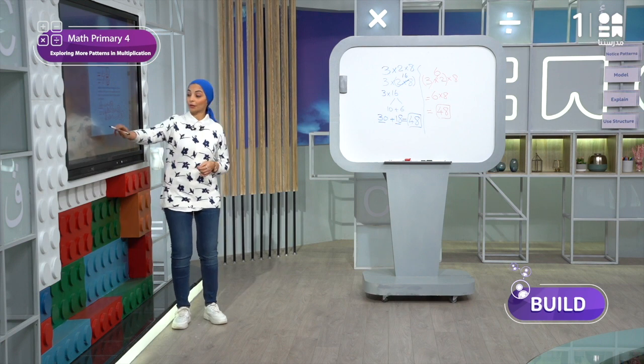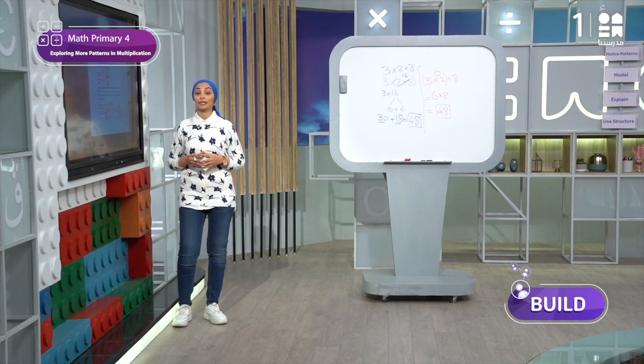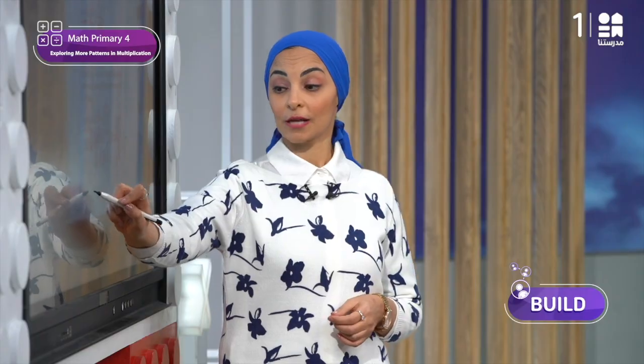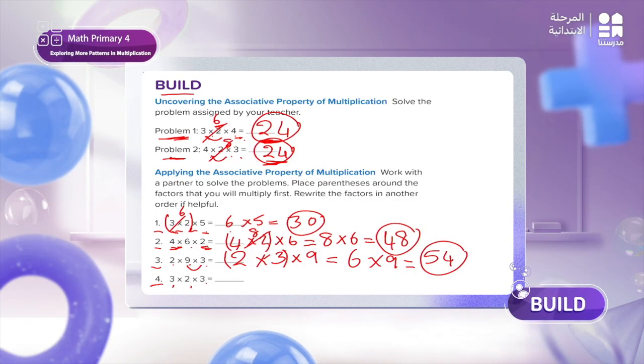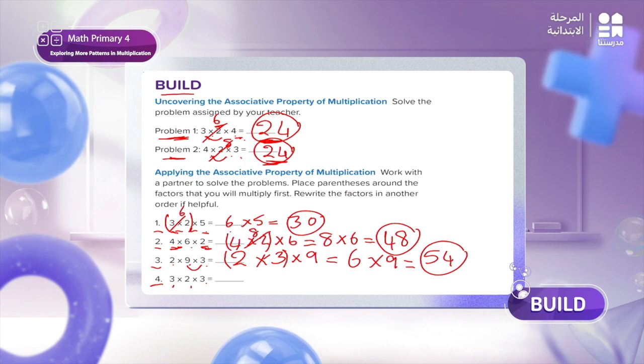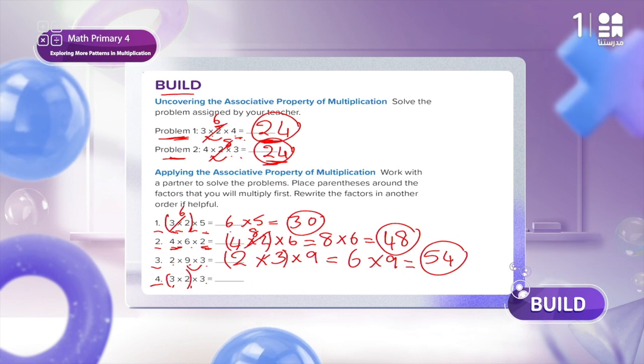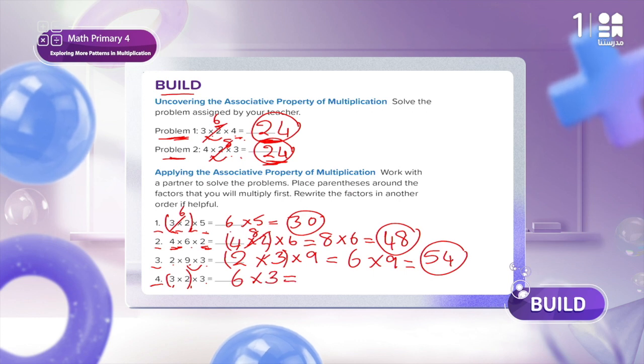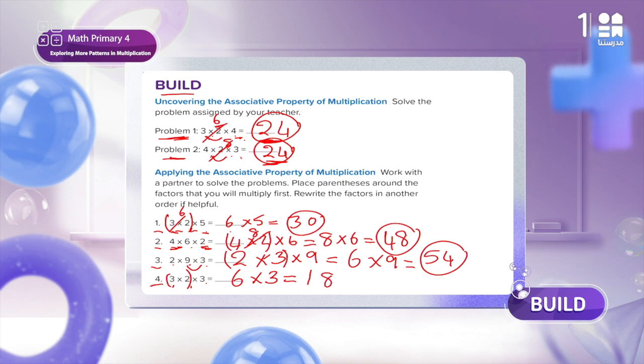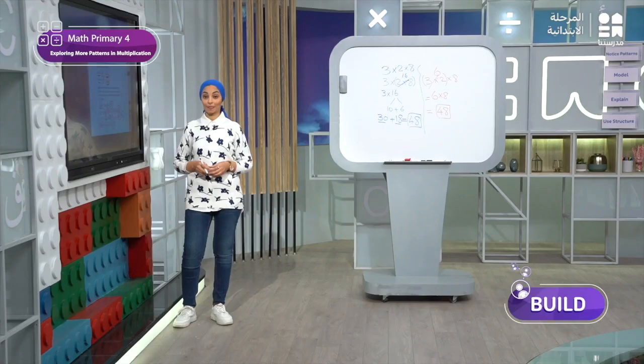However, problem number 4 here is written as follows. I have 3 times 2 times 3. Okay, first we can multiply what by what? Yes, I can do 2 times 3. Okay, so 2 times 3 gives me what? 2 times 3 gives me 6. So I have here 6 times 3, right? 6 times 3 equals 18, and this is my answer.